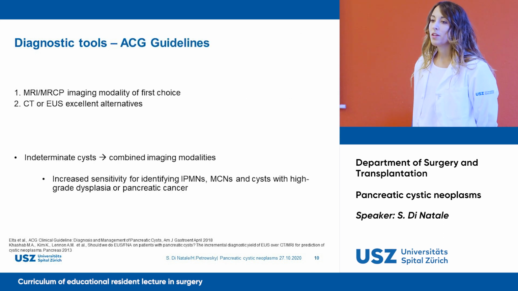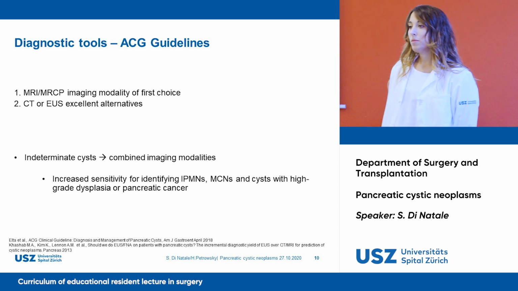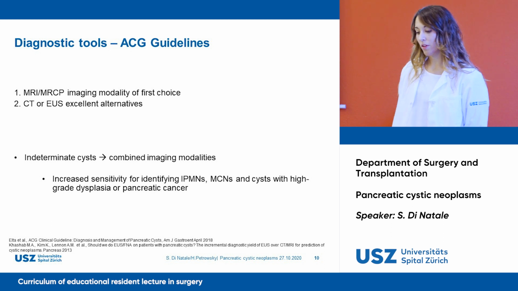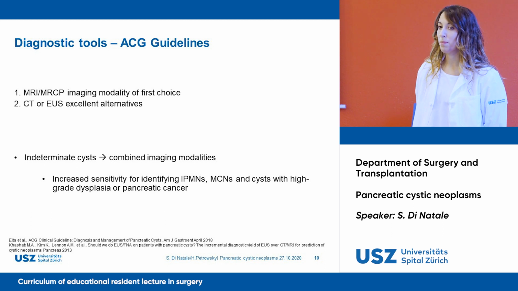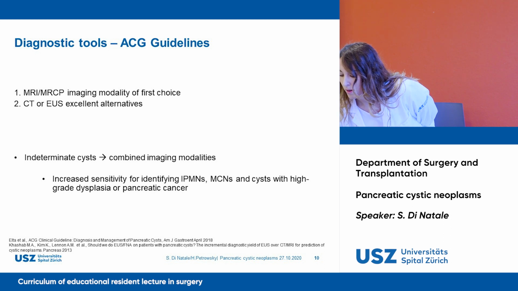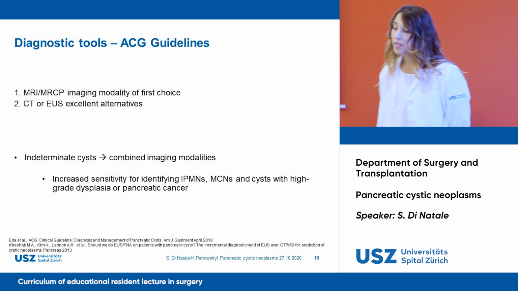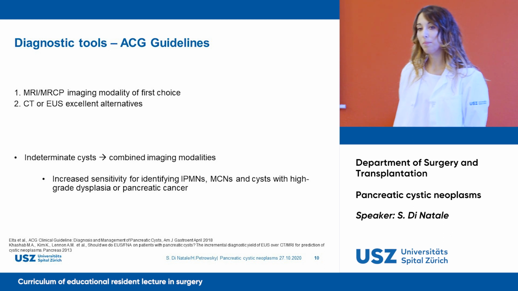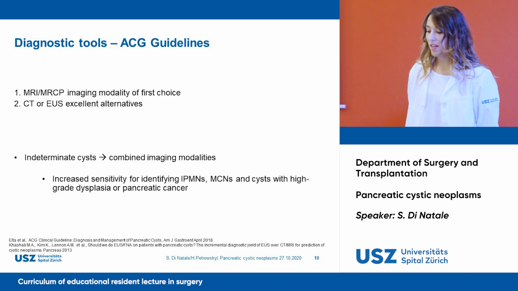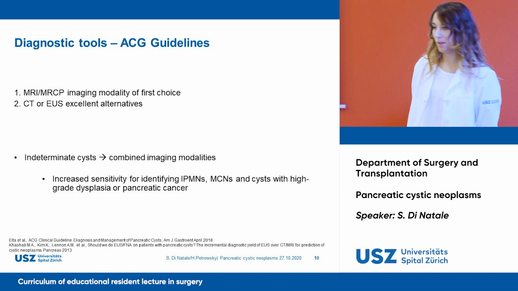Now, according to the American College of Gastroenterology guidelines, the MRI and MRCP are the imaging modalities of first choice, with CT and endoscopic ultrasonography being excellent alternatives in patients who are unable to undergo an MRI. A multicenter prospective observational study found an increased sensitivity for identifying IPMNs and MCNs, as well as cysts with high-grade dysplasia and invasive cancer, when MRI was combined with endoscopic ultrasonography.